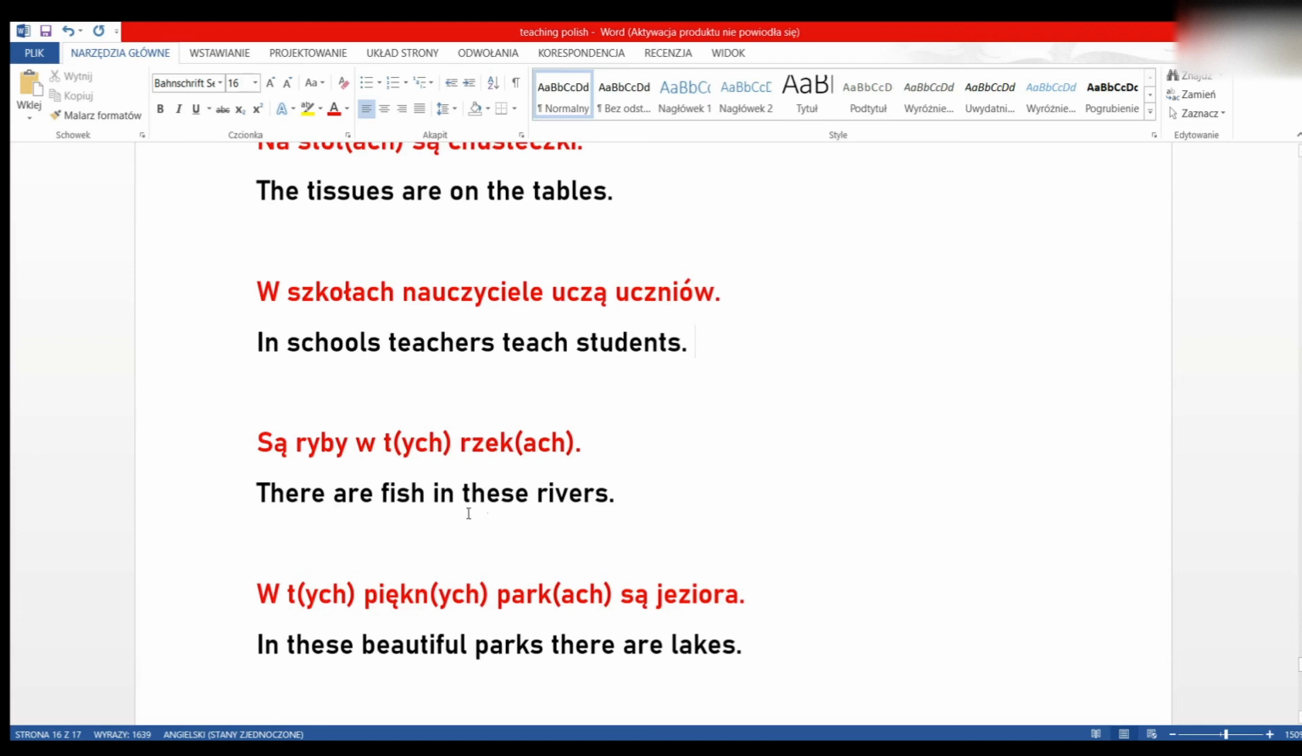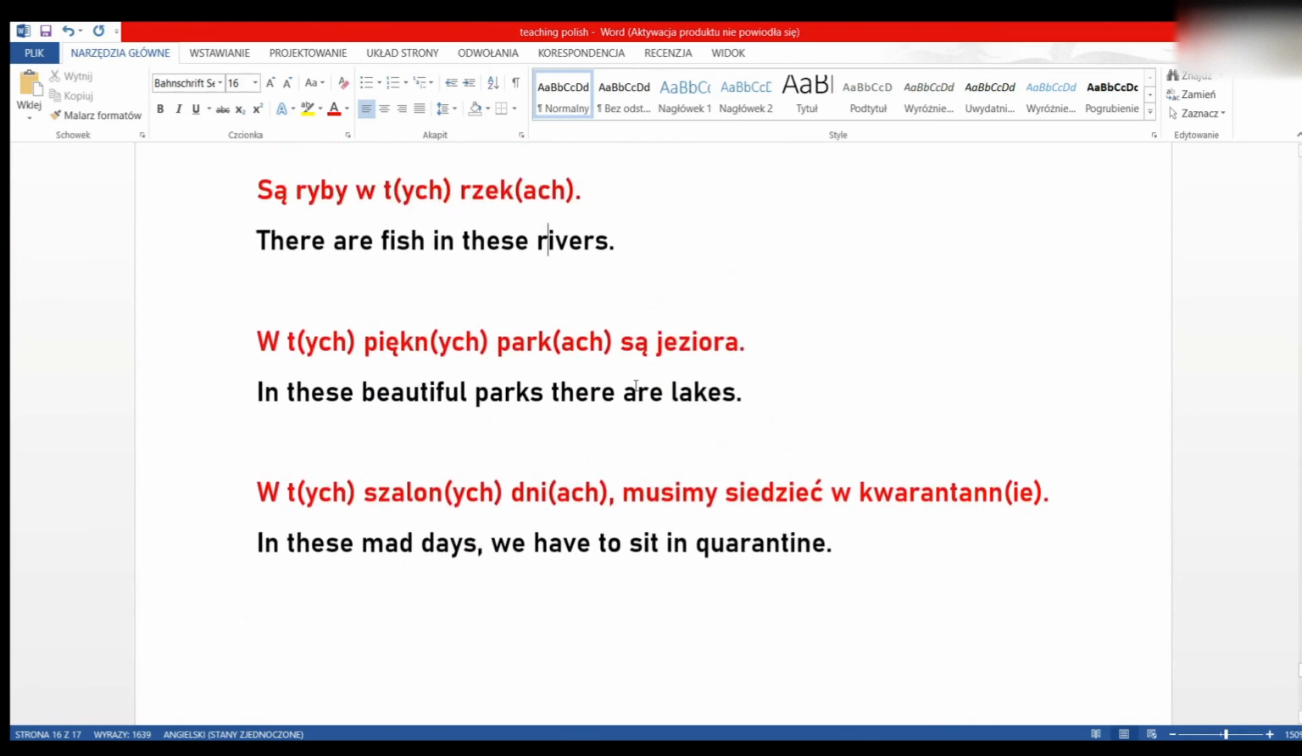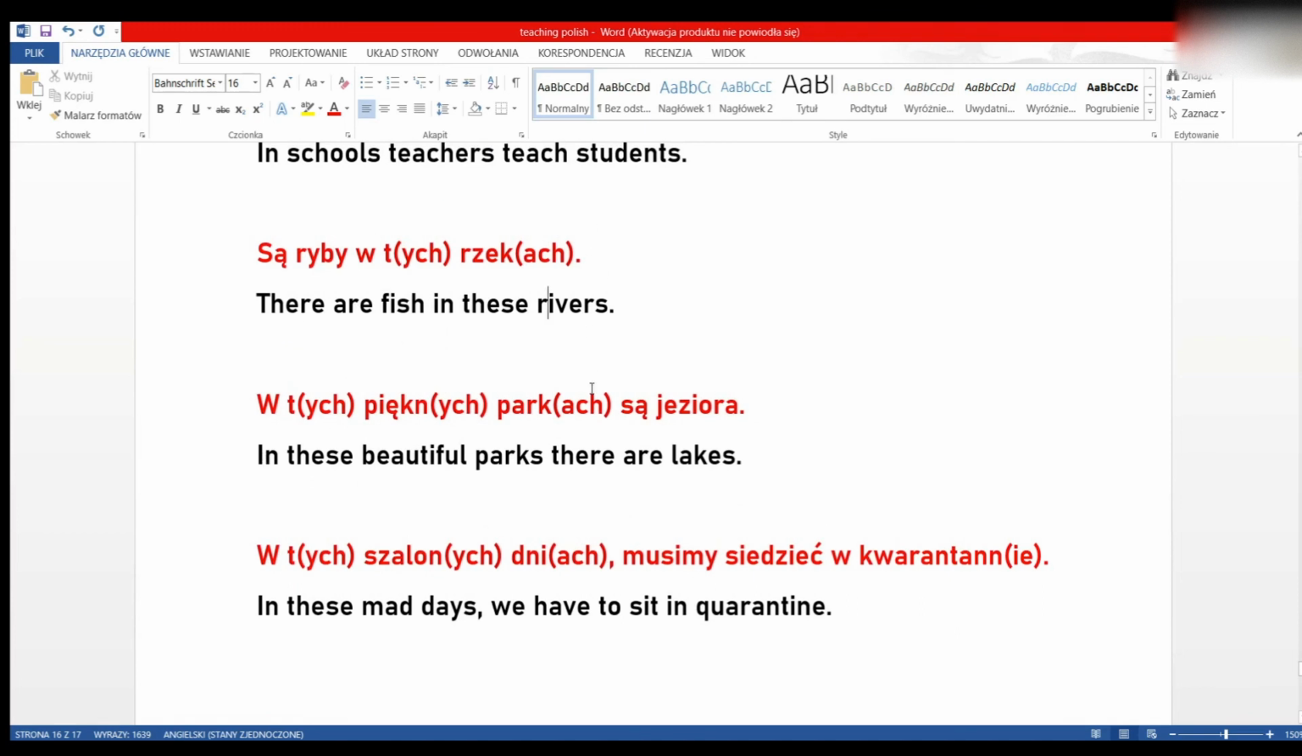There are fish in this river. Są ryby w tych rzekach. I don't think I need to explain more. I mean, it's obvious. W tych, here, these are the last two examples. They are kind of more complex than other sentences. I would like you to focus here a little bit and then we finish.